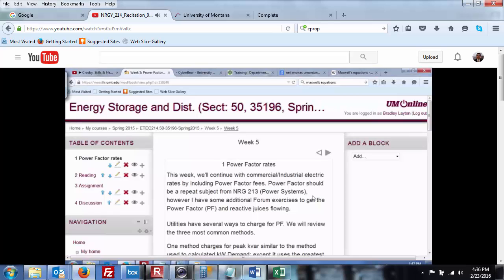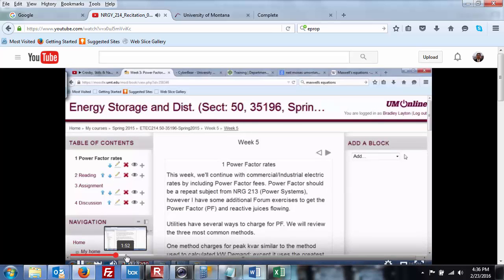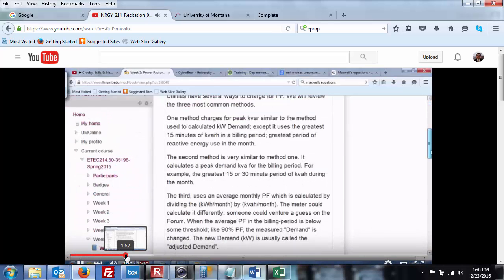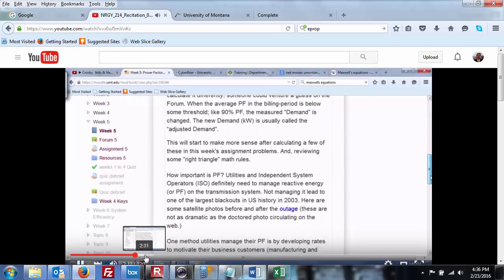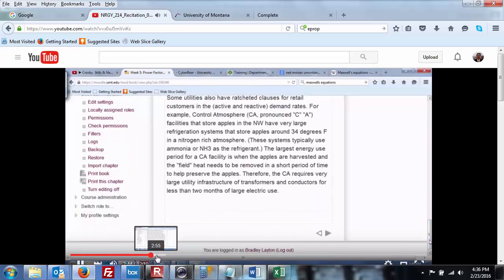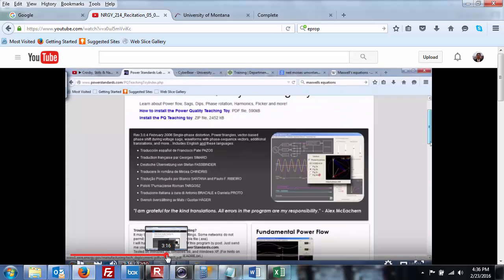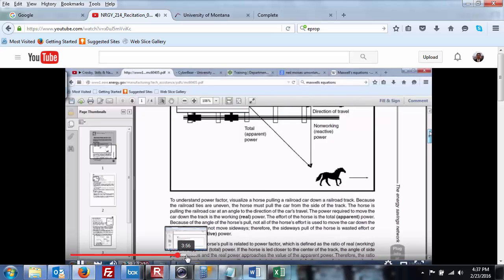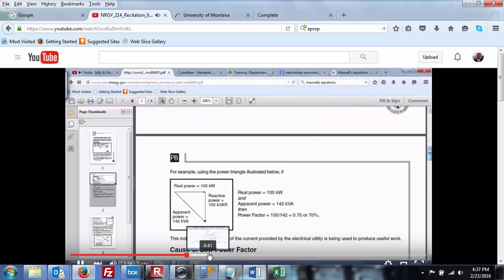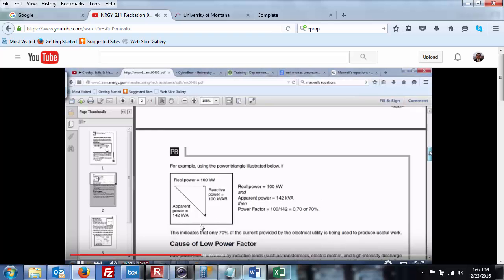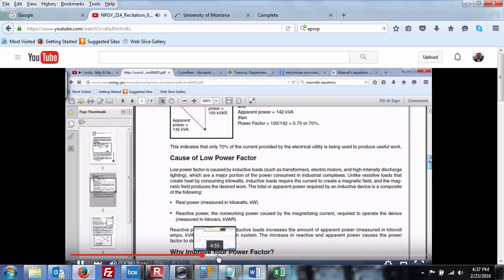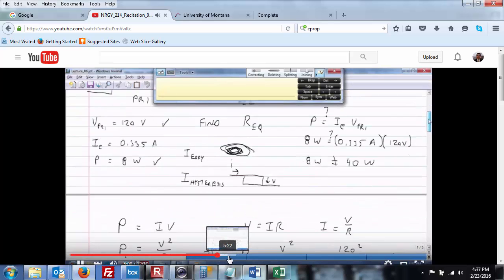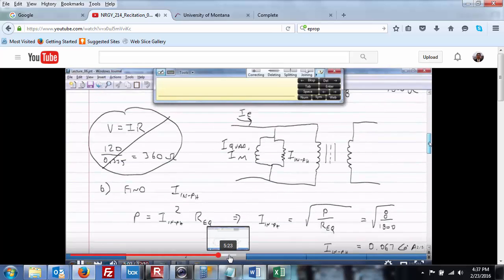Yeah. However, it has some additional short exercise on power factor, okay. This is a monthly power factor. I'm just going to skip right to this, we can look at this. Well, maybe we won't mess with the toy. Couldn't get that teaching toy to work either. Which one? Power quality teaching toy. Okay, let's look at this. Download. Okay, I'll take a look at that.